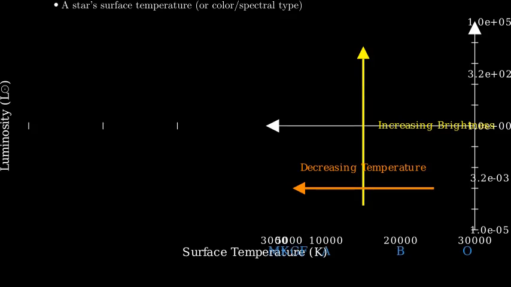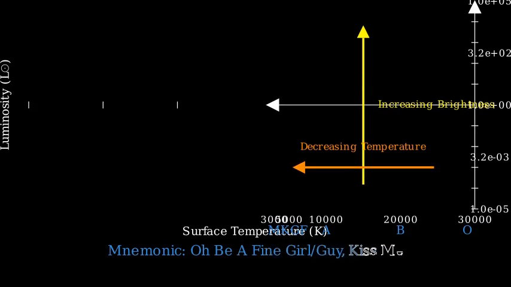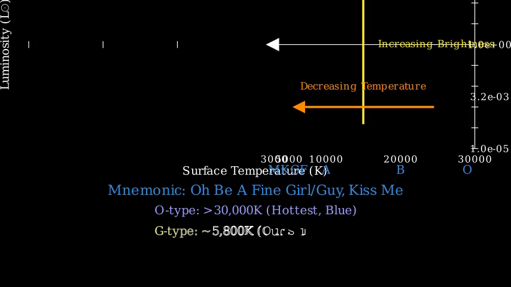Stars are classified as O, B, A, F, G, K, or M types based on their spectral properties. Astronomy students often remember this sequence using the mnemonic, "Oh, be a fine girl/guy, kiss me." O-type stars are the hottest with temperatures above 30,000 Kelvin, while M-type stars are the coolest with temperatures around 3,000 Kelvin. Our sun is a G-type star with a temperature of about 5,800 Kelvin.